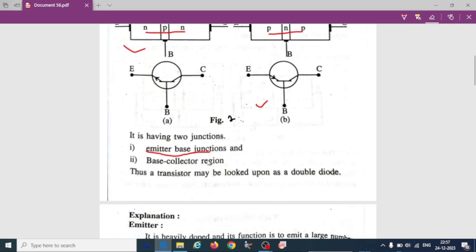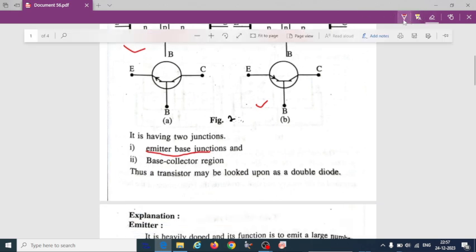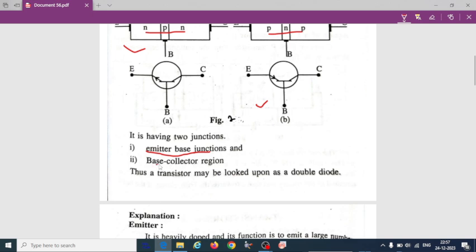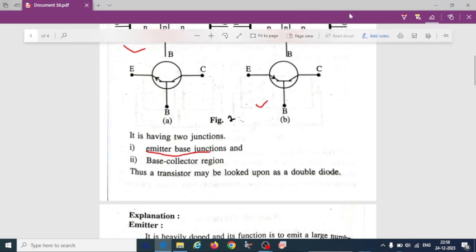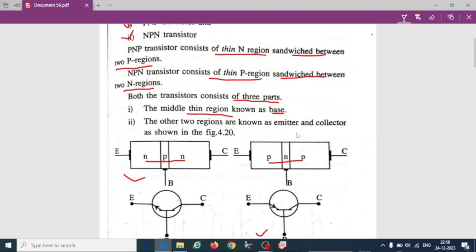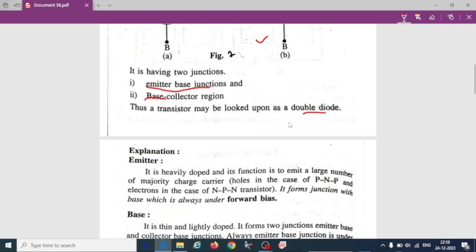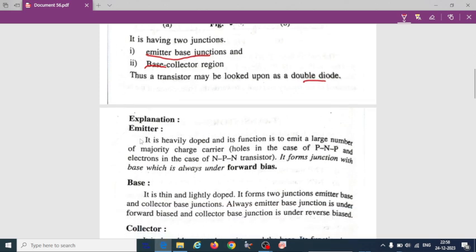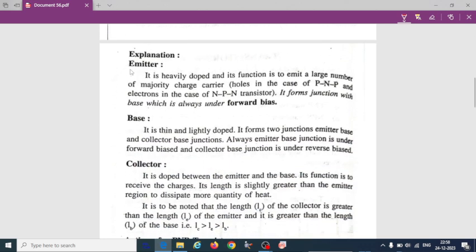So here we have the base collector region and the emitter base junction. Thus a transistor may be looked upon as a double diode. As we know, a PN junction diode has two terminals, while the NPN or PNP transistor has three terminals, that's why it is called a double diode.